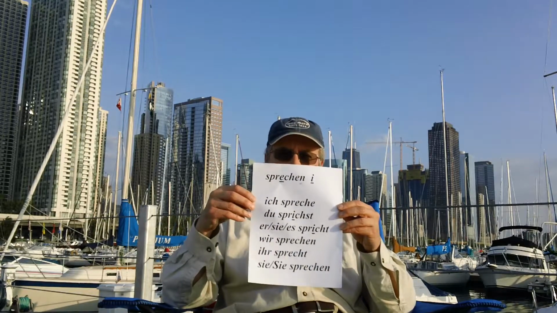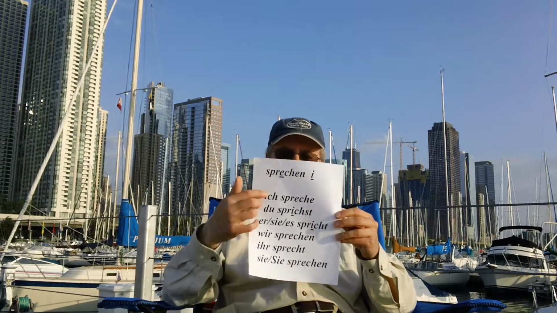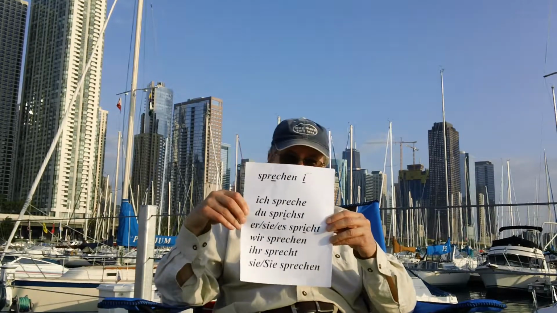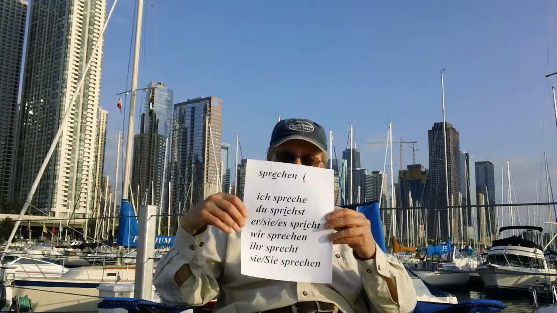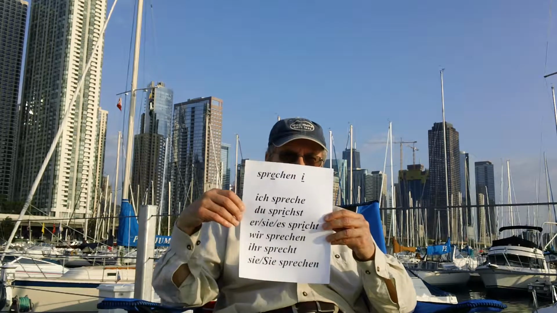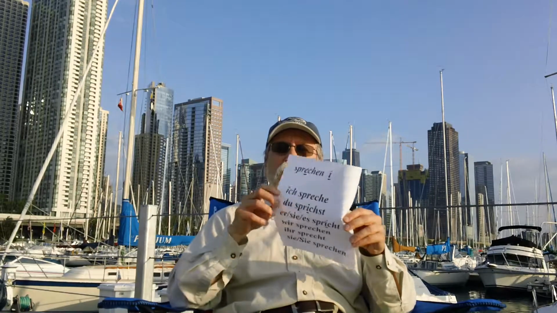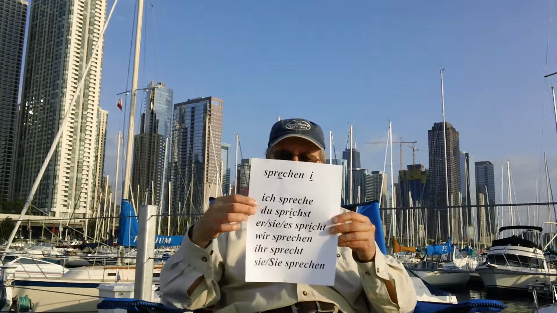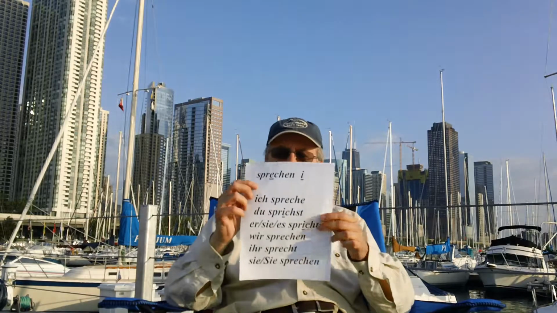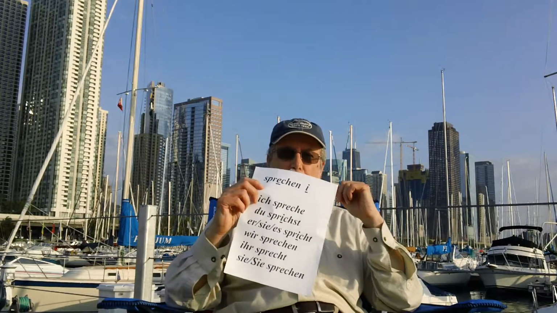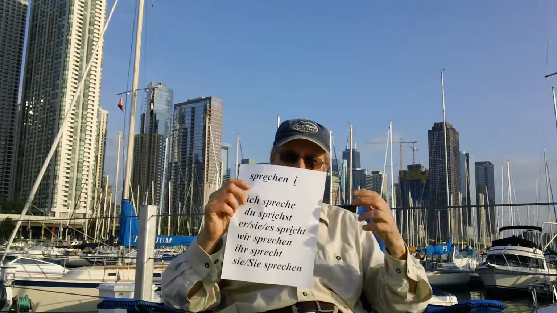Ich spreche, as you would expect, the E ending. But then we have the du and the er form coming up, the second and third person singular. In that case, the E becomes an I. Ich spreche, du sprichst, er, sie or es spricht, oder meine Mutter spricht, oder mein Vater spricht.